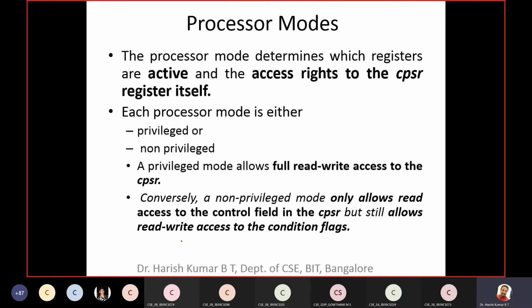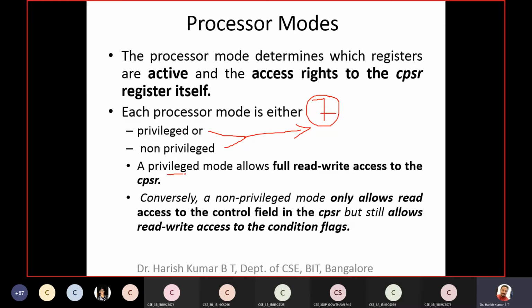So now it is time to understand the processor modes. I said 7 different modes, so now we'll look into those. Each of these 7 different processor modes is either a privileged mode or a non-privileged mode. So among the 7 modes we are going to discuss now, some are privileged modes and some are non-privileged modes.